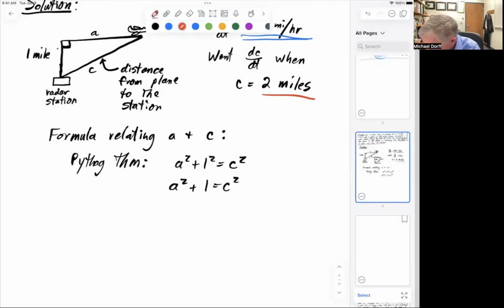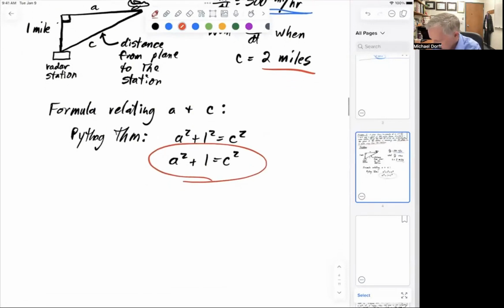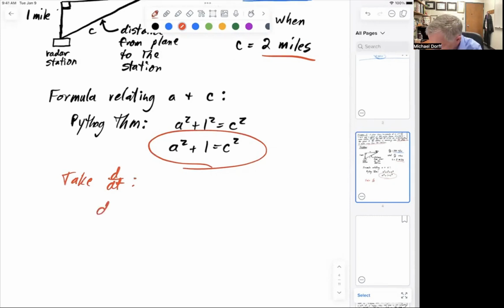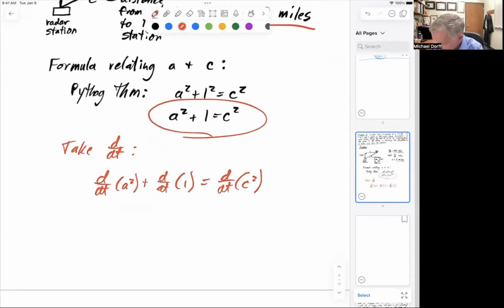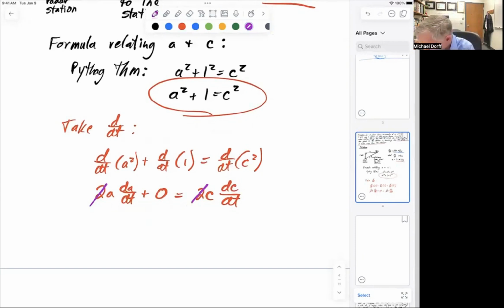So we're now going to use this version of the Pythagorean theorem, plugging in our variables, and we're going to take the derivative with respect to time because everything here is affected by time. As time changes, A changes and C changes. So I'm going to take d/dt of everything. So I have d/dt of A squared plus d/dt of 1 equals d/dt of C squared. When I take that derivative, A squared gives 2A dA/dt, the derivative of 1 is 0 because 1 is a constant, and C squared gives 2C dC/dt. I notice that everything has a 2, so I can cancel out the 2, but you don't have to.